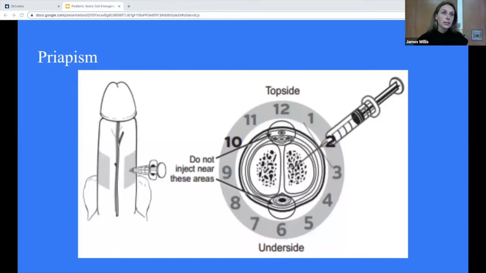Priapism is also common in sickle cell. About 90% of boys less than 20 years old will develop priapism, which is defined by an erection that's greater than 4 hours and unrelated to sexual stimulation. At 6 hours of priapism, there's basically irreversible tissue damage, which can lead to fibrosis and impotence. These are low flow priapisms, which basically cause compartment syndrome of the penis, causing permanent damage.